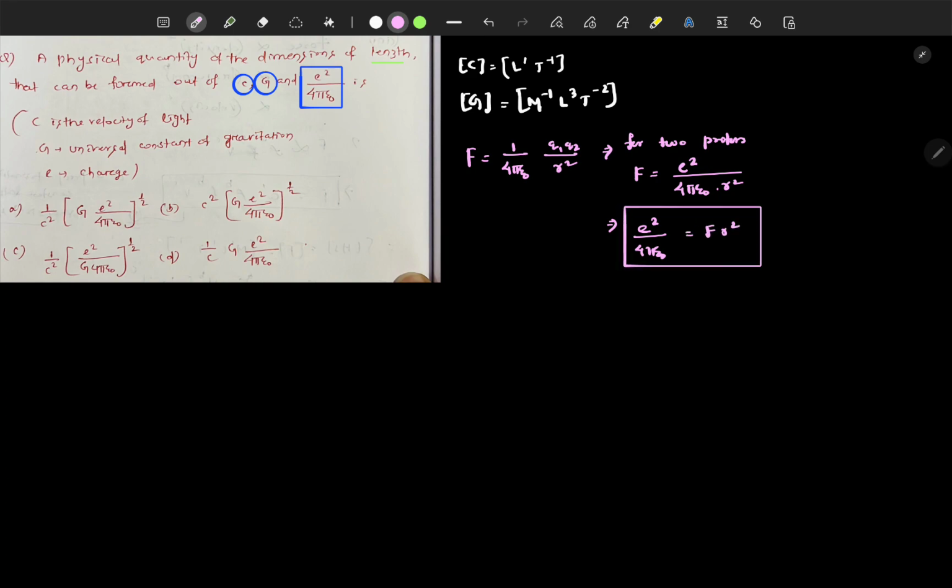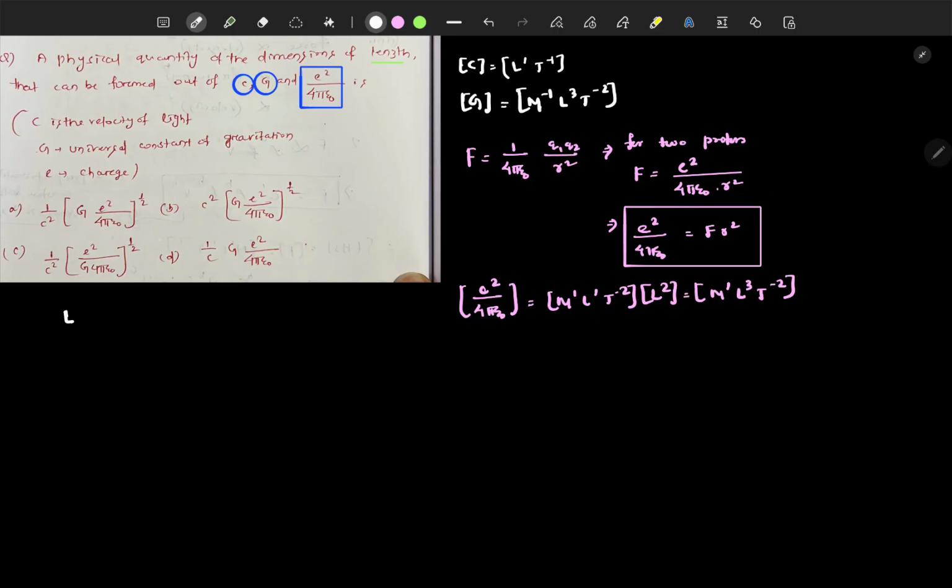So now we can write the dimension of e square by 4 pi epsilon naught. What is its dimension? F dimension is M L T minus 2 and your r square means L square. So it will be M power 1 L power 3 T power minus 2. Yes. Now we can solve this question in a very easy manner. So what we have to write? L is a quantity that depends upon three things, C, G and e square by 4 pi epsilon naught.